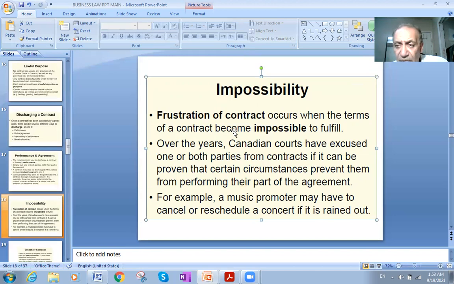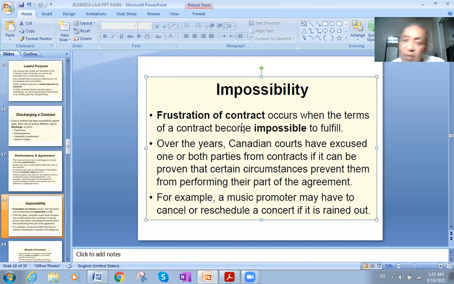I cannot work for you 300 hours per month. This is impossible. Over the years, Canadian courts have excused one or both parties from contracts if it can be proven that certain circumstances prevent them from performing their part of the agreement for any reason.